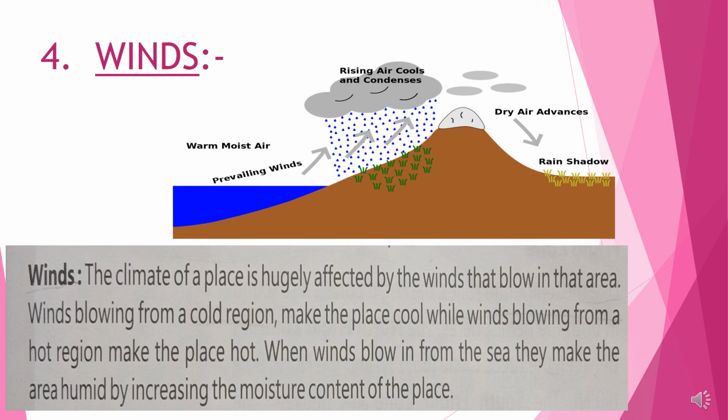Next is winds. The climate of a place is hugely affected by the winds that blow in that area. Winds blowing from cold regions make the place cool, while winds blowing from a hot region make the place hot. It means when the wind is coming from the sea, it is full of moisture. When it rises up at the top of the mountain, it condenses and falls down as rain. When the air blows in hot places, it becomes dry and humid, and the climate of that place also becomes dry and humid. So the climate of a place is affected by the winds that blow in that area.